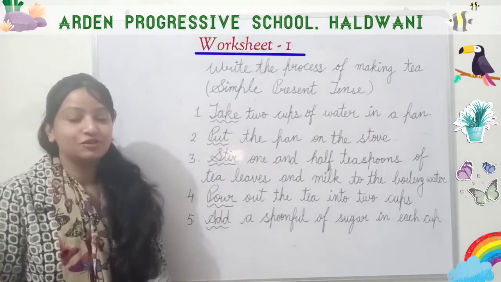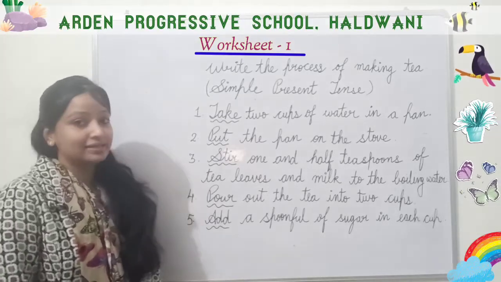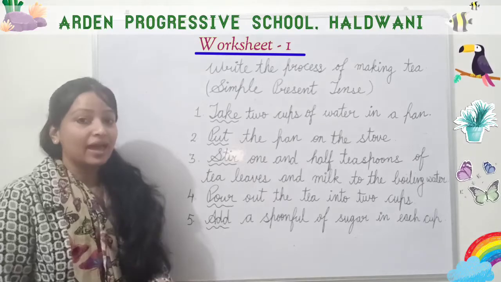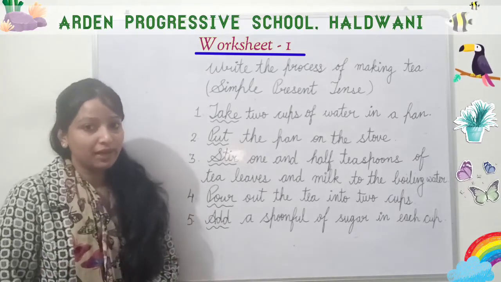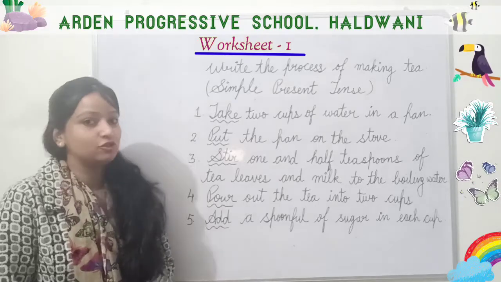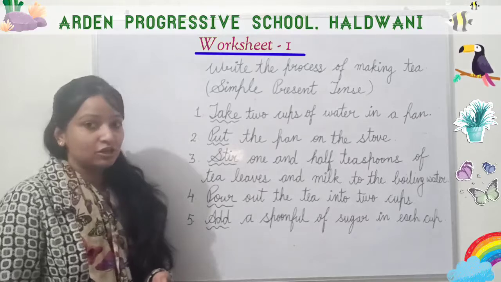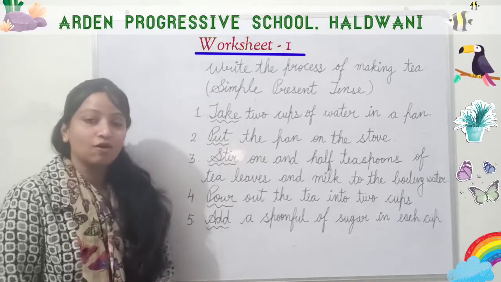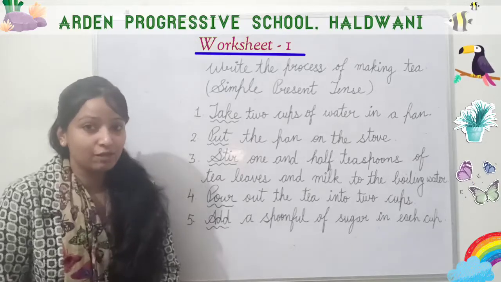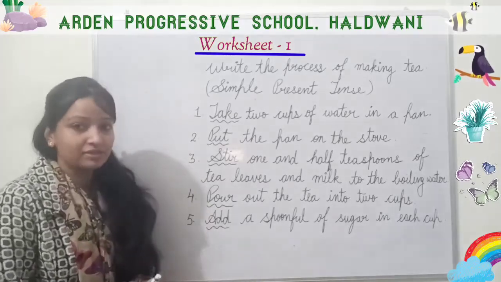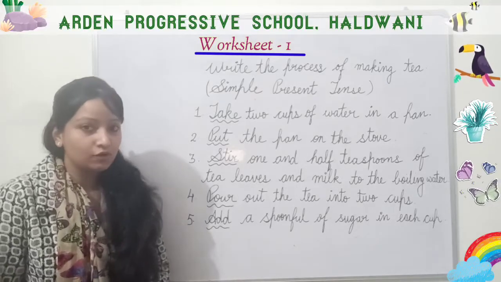Well done kids, you all have learned how to make tea. As I have told you, you are supposed to describe the process of making tea within 5 sentences using 5 particular words with the condition of making the sentences in simple present tense, and you all did the same. Very nice. So let us revise, and you have to write all these 5 steps in your notebook.